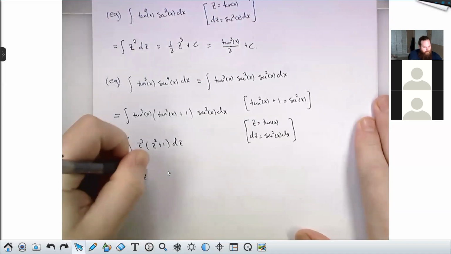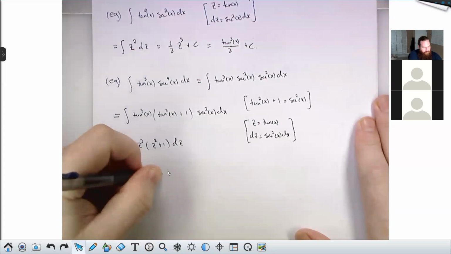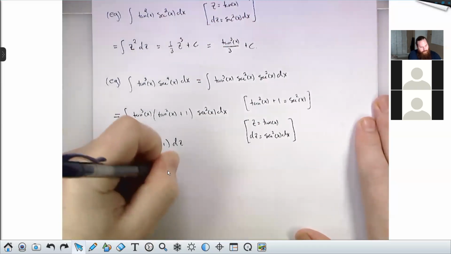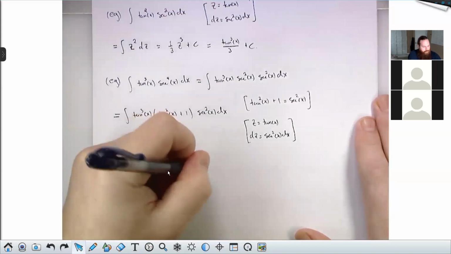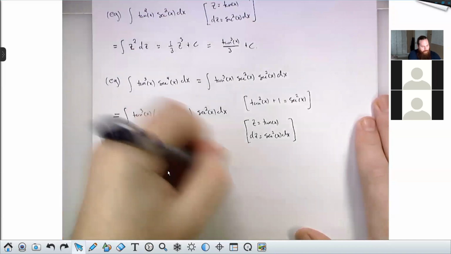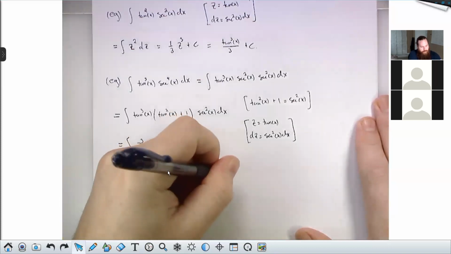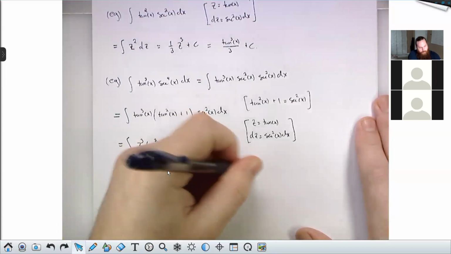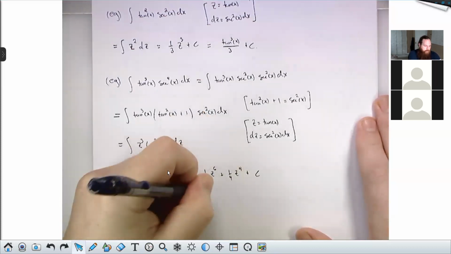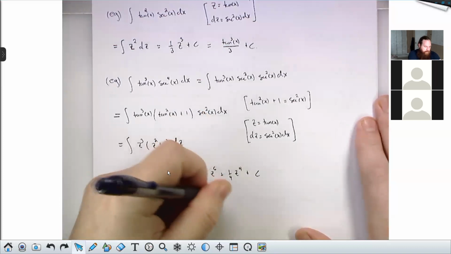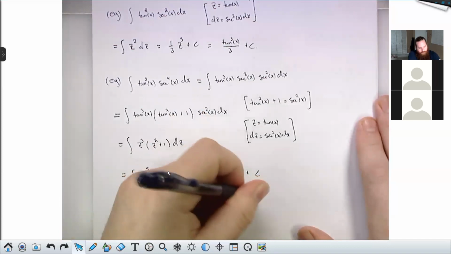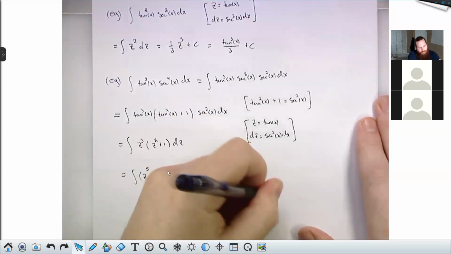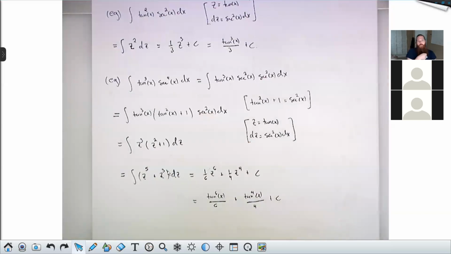So this is z to the 5 plus z to the 3 dz, and that is 1/6 z to the 6 plus 1/4 z to the 4 plus c, and then finally that is the 6th power of tangent over 6 plus the 4th power of tangent over 4 plus c. So I'll do one more example like this, which I'll annotate with the strategies on the right.